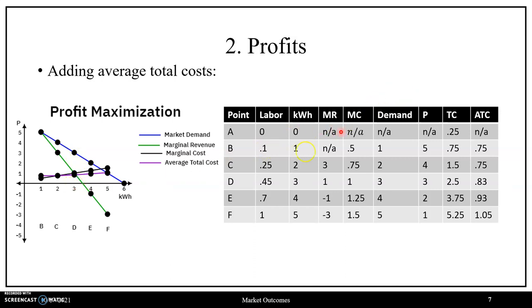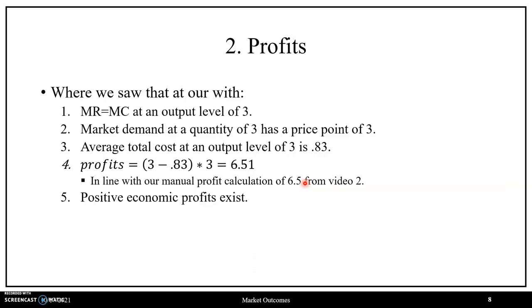Verifying this with our table representation, we see that at point D, with a price point of 3 and an average total cost of 83 cents, the difference between the two is going to give us a positive profit per unit, as we saw with our graphical interpretation. Scaling this by our quantity level of 3, we would get positive total profits as a result, as expected, as we saw in our graphical representation.